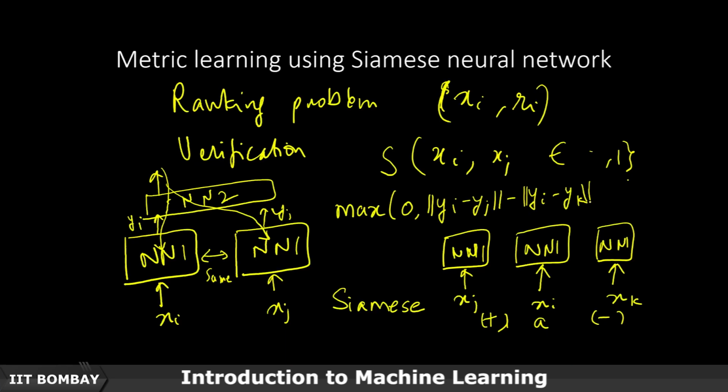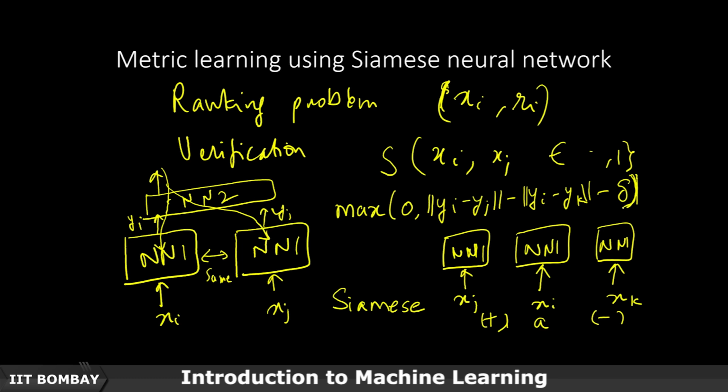So the margin is that it should be safer than a particular margin from this. So we will subtract that margin, or let's just call it delta, which is a hyperparameter, greater than 0. And then we will sum this over all triplets.